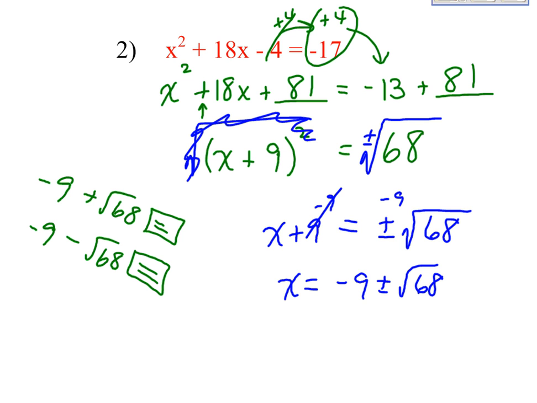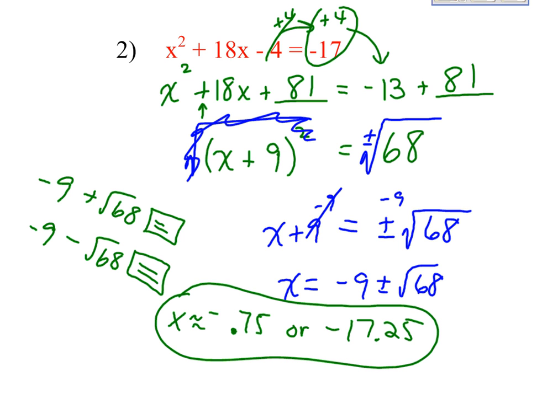And the two answers should be negative 0.75-ish or negative 17.25-ish. And you can always check your answer. You can take that, for example, negative 17.25, and plug it in for x here and here. And do negative 17.25 squared plus 18 times negative 17.25 minus 4 and hit equals and see if you get 17, and you will.